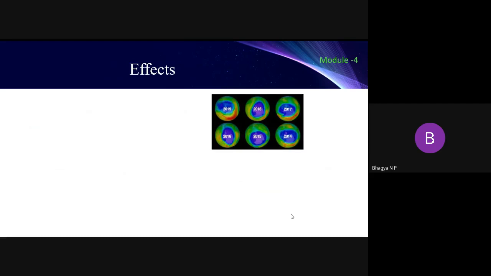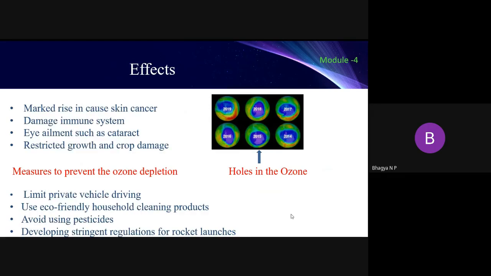See, in 2000, this is the analysis done by NASA. Now you can see holes in the ozone. In 2014, the hole is very small because of less release of chlorofluorocarbon. But as the years pass, the holes in the ozone layer are increasing because of more release of chlorofluorocarbon.